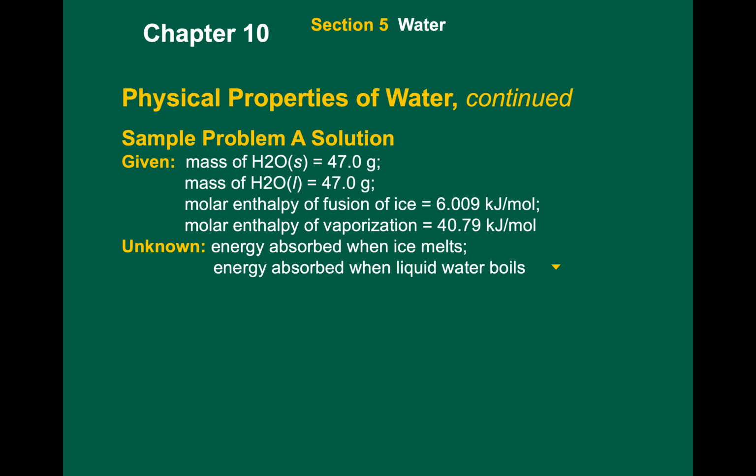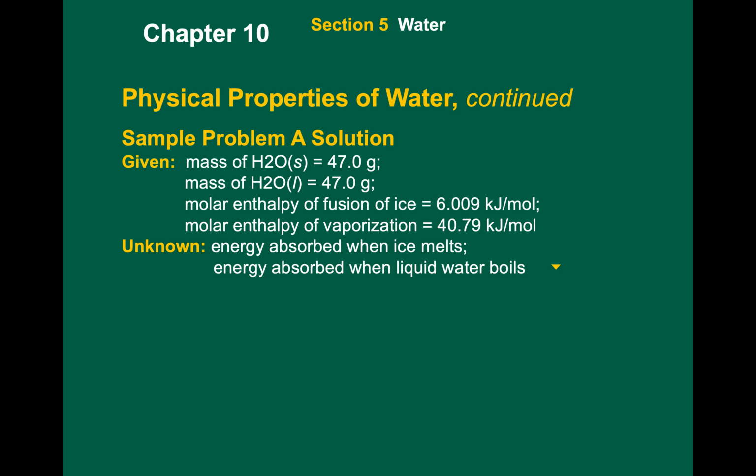So first things first, we're going to go through and we're going to get our information. The mass of water when it's solid is going to be the same as the mass of water when it's liquid. It's just in a different form. So we have our 2 phases and their masses. We also have the molar enthalpy of fusion of ice and the molar enthalpy of vaporization. These are constants. These will never change if we're always talking about water, which is what the sample solution is going to have for you here in a second.